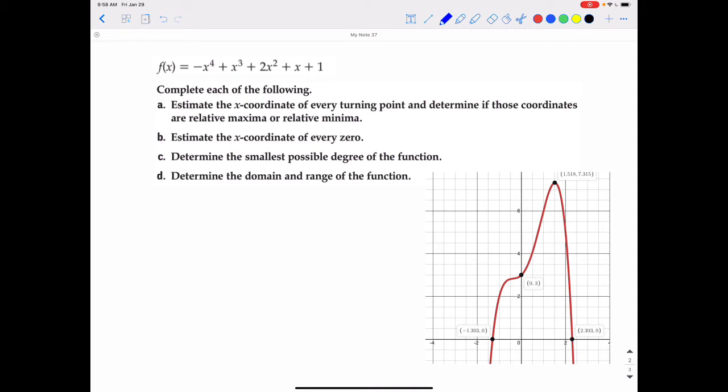And I've already highlighted the x-coordinates of the turning points, and there's actually only one x-coordinate of a turning point that's either a relative maximum or relative minimum, and it's right up here. So that is a relative maximum, and the x value at that point is about 1.518.